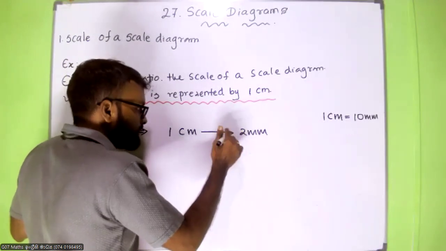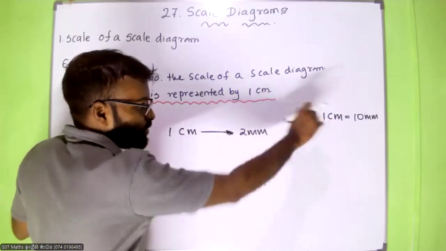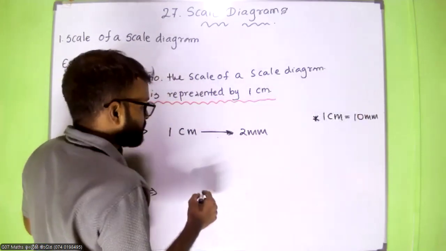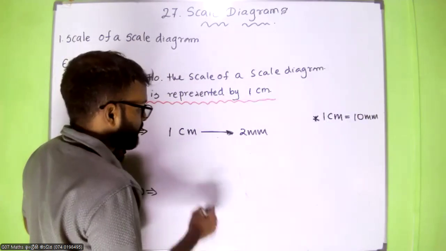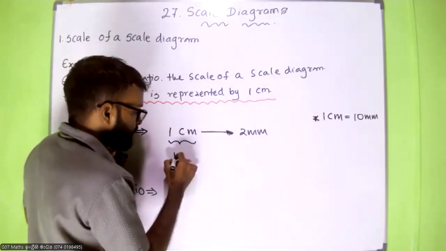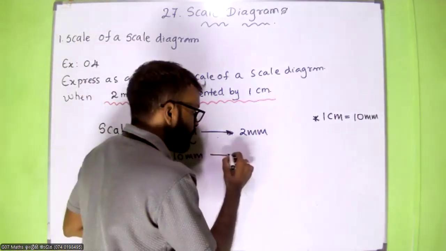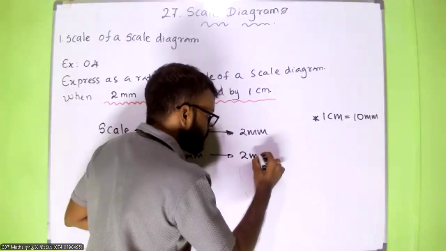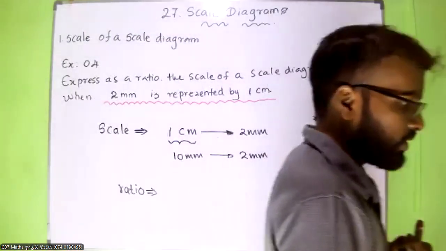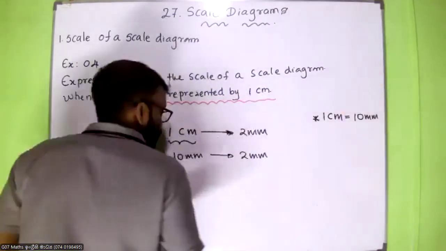So easily I can convert this centimeter into millimeters by using this relationship. 1 centimeter contains 10 millimeters. So this side, 1 centimeter, can be converted into 10 millimeters. 1 centimeter directly equals 10 millimeters. So this one is also 2 millimeters. Now both of the sides are in the same unit. Millimeter, millimeter.